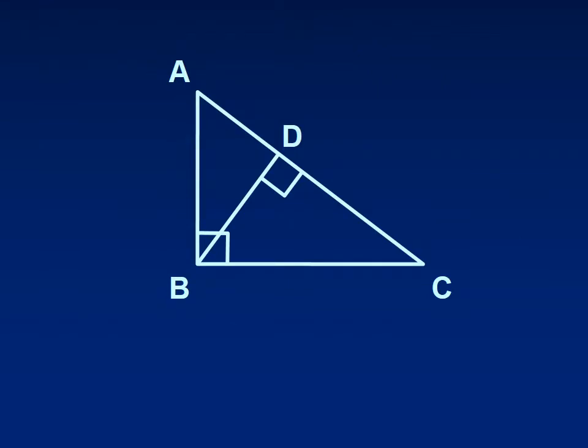So here's an example. As you can see, here's our altitude drawn from the right angle going to the hypotenuse. So now we can see that triangle BDC, this triangle here, is similar to ABC, the original. And triangle ABD, this smaller triangle, is similar to BDC, the other triangle.